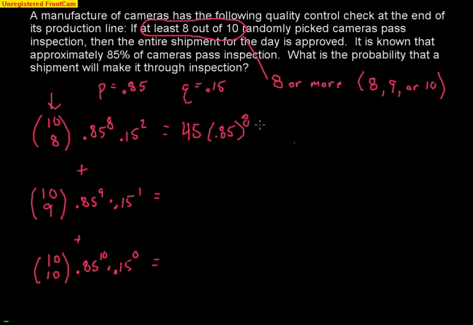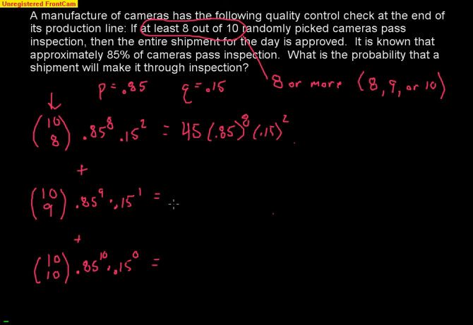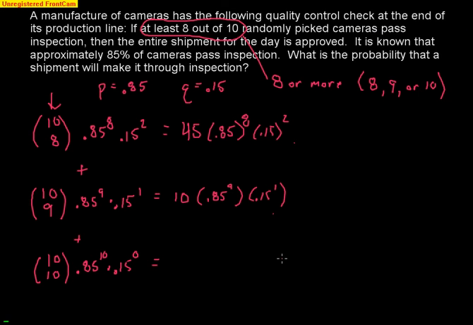How about 10 choose 9? I'm just going to press second enter to pull that back up and change that 8 to a 9. Saves a little bit of time. Only 10 ways that can happen, a little bit less. That would be 10 times 0.85 to the 9th times 0.15 to the first. And then finally, 10 choose 10 would be 1, but you never know. There it is. There's only one way you could have 10 successes out of 10, so that'd be 0.85 to the 10th times 0.15 to the 0.